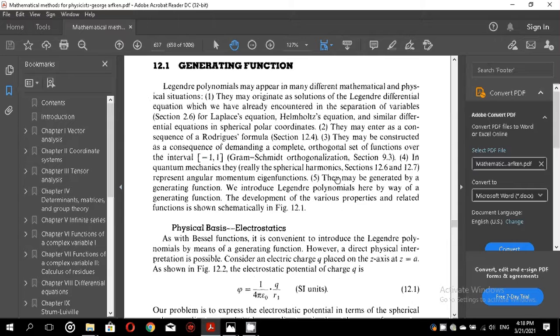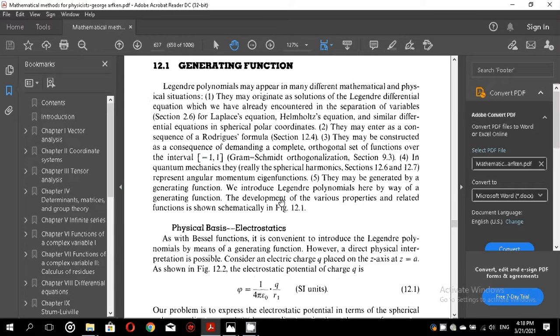Helmholtz equation and similar differential equations in spherical polar coordinates, they may enter as a consequence of Rodrigues formula, which we will study here. They may be constructed as a consequence of demanding a complete orthogonal set of functions over the interval.